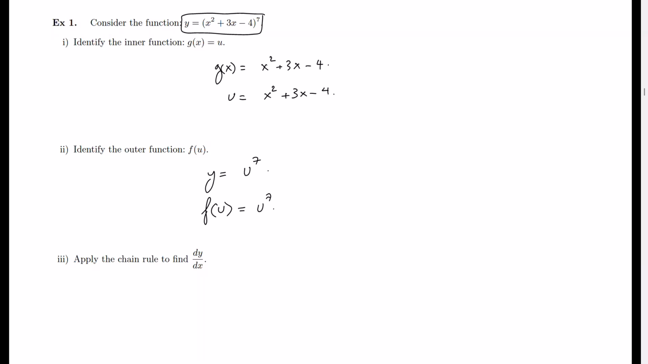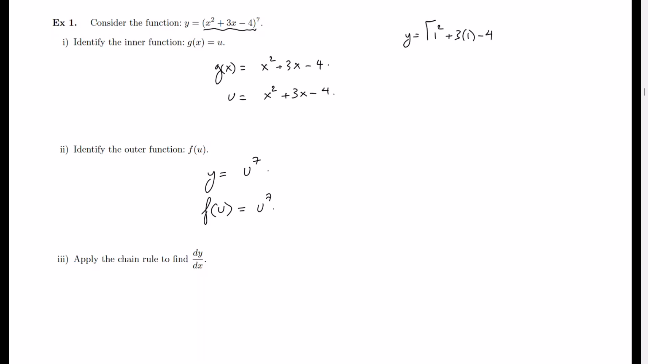So a quick and easy way to identify the inside and outside is to think to yourself: if I plugged in a number inside this function, for example, if I plugged in x to be 1, then what's the last thing I have to do in the problem? If I plugged in the 1, I would have to start by squaring the 1, then multiply the 3 and the 1, then subtract 4.